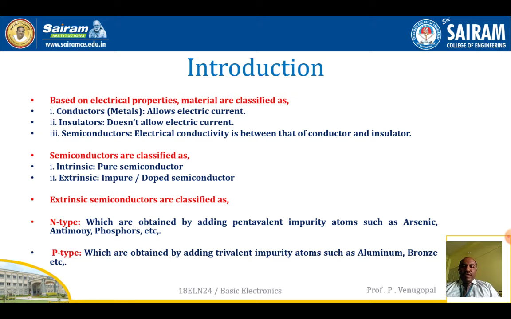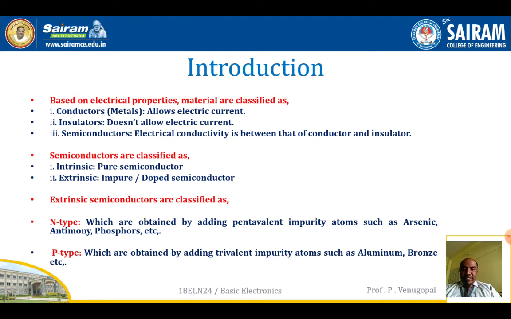Dear students, you are all aware of how materials are classified. Materials are classified on the basis of their electrical properties as conductors, also called metals, which allow electric current to flow. Second are insulators. Dielectrics are the best example of insulators, which do not allow electric current. Plastic and rubber are insulators. Next are the semiconductors, where the conductivity lies between conductor and insulator.